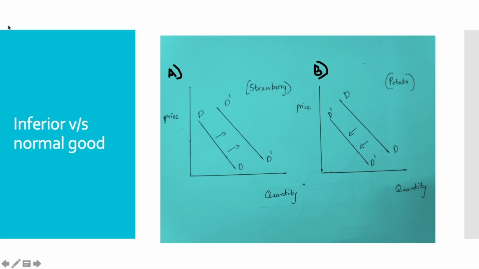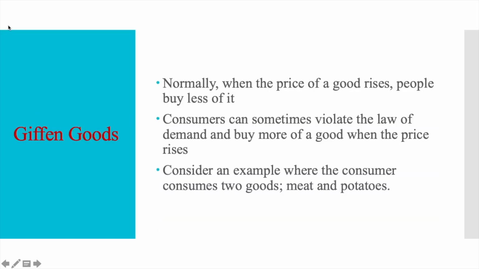At the same time, figure B represents the demand curve for an inferior good, potato, where its demand curve shifts towards the left from DD to D dash D dash. As you can see, the demand for an inferior good doesn't satisfy the law of demand. Now, let's move on to Giffen goods.